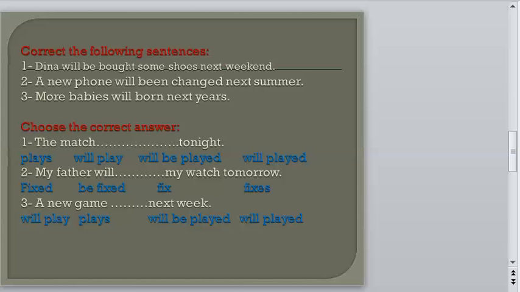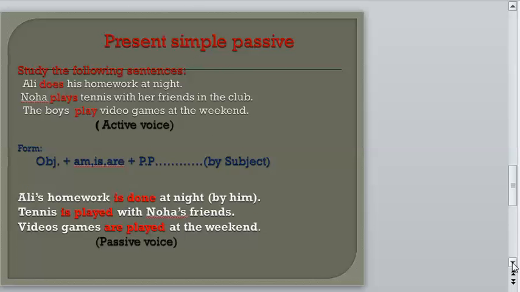Okay, let's shift to the second item, which is the present simple passive. Anyway, the passive in general is the same rule, the same form. We start with the object, and then the helping verb, verb to be, and then the past participle of the verb. Here in the present simple passive, we have the same ideas but a different tense. Ali does, Noha plays, the boys play, and so on. How can we change this sentence into passive? We start with the object, Ali's homework. But here we use am or is or are.